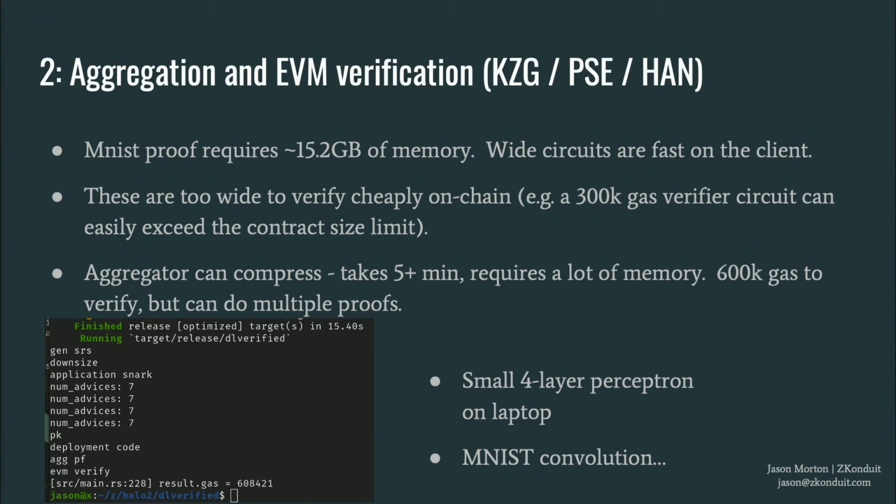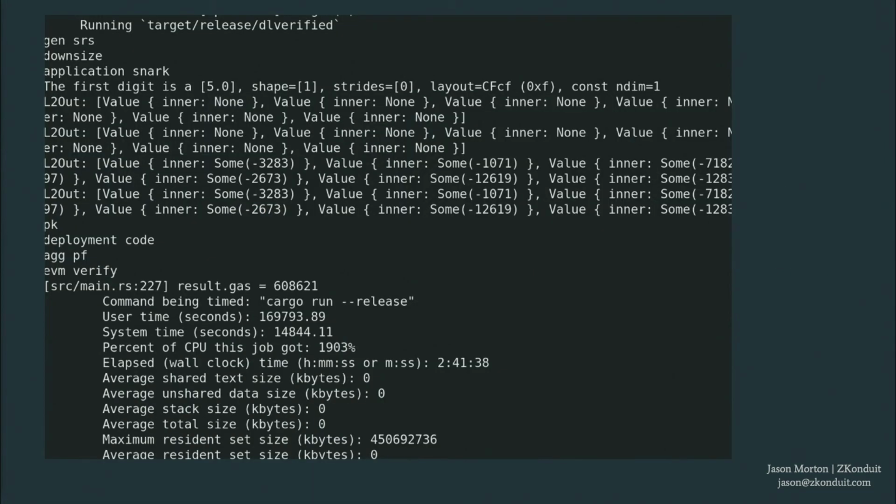It takes 600,000 gas to verify, but you can do multiple proofs, and it works. This is a small 4-layer perceptron, which I can run on my laptop to do the MNIST convolution. I just finally got that working like last night at the slide deadline time. It took a mere 450 gigabytes of RAM and 2.5 hours. So fortunately, there's a lot of optimization opportunities still here, but it works. The point is we can verify a convolutional network on the EVM.